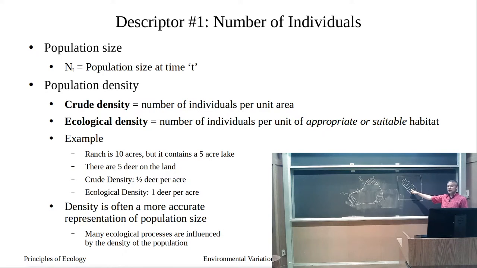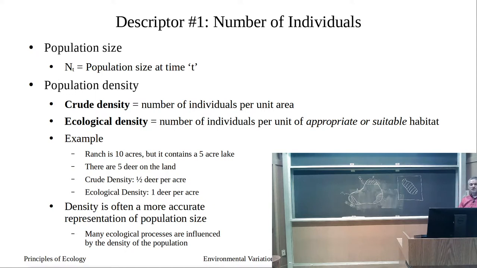So the better density estimate is an ecological density. If this lake was 5 acres, that means there's only 5 acres of usable land or appropriate habitat in this ranch. So our density now goes from half a deer per acre to 1 deer per acre: 5 deer per 5 acres of usable habitat. So ecological density is going to be the more useful term to us in most cases.